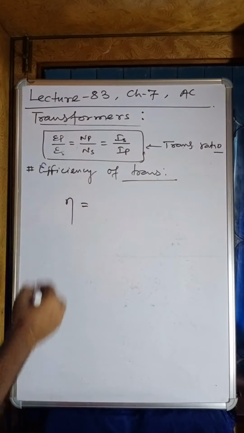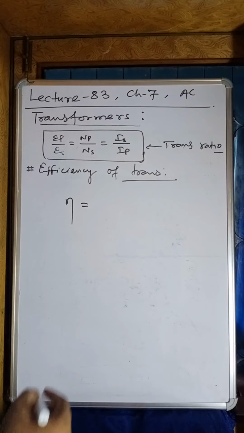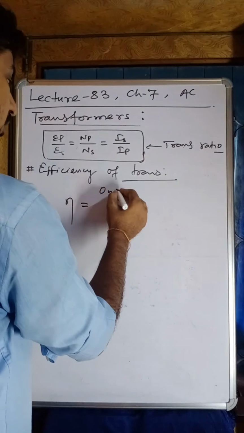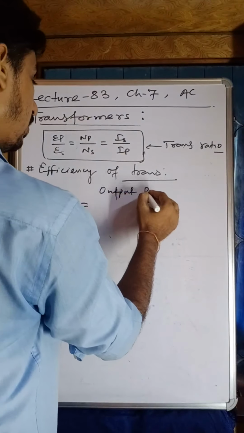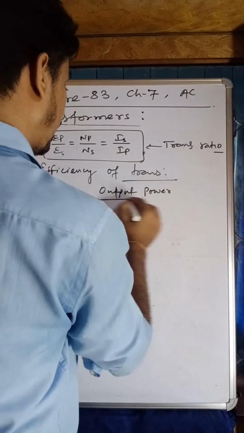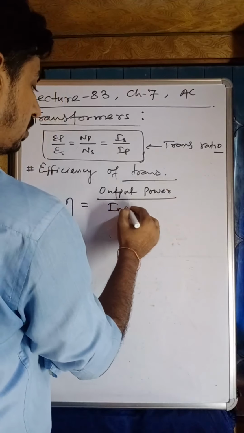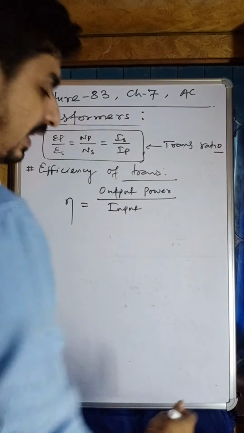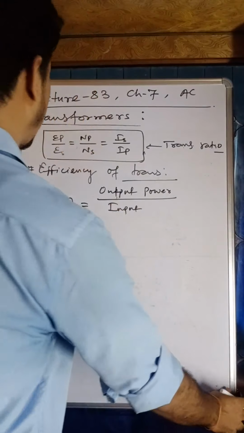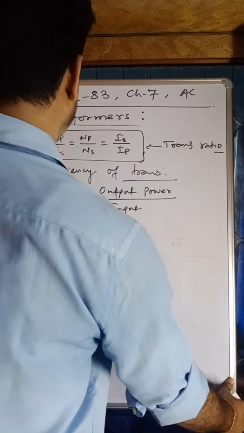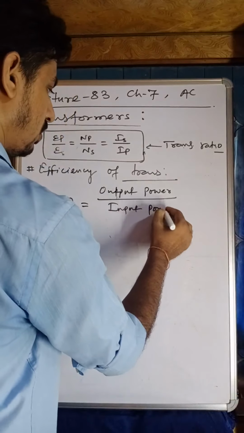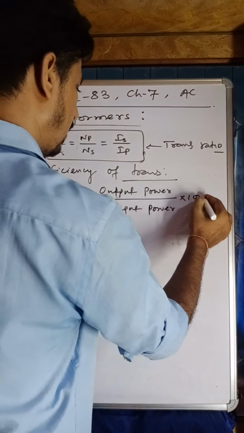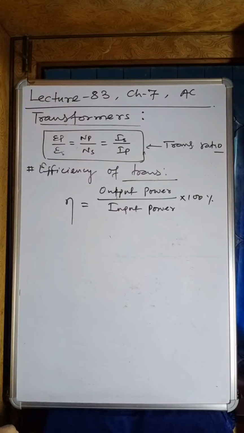It is represented by the symbol eta, and it is output power divided by input power. How much you have given and how much you got as output, this will be the efficiency. Alright. So times 100%, in percent you will get the efficiency.